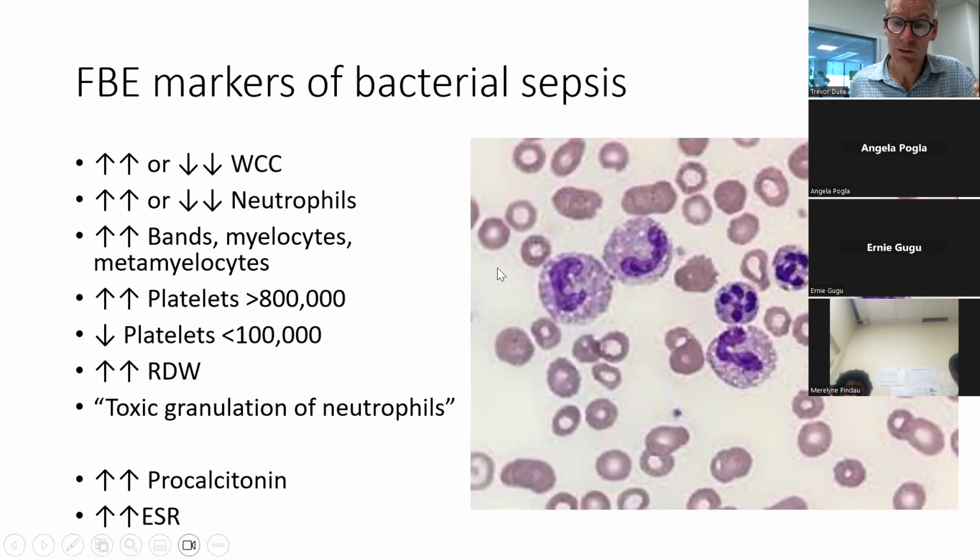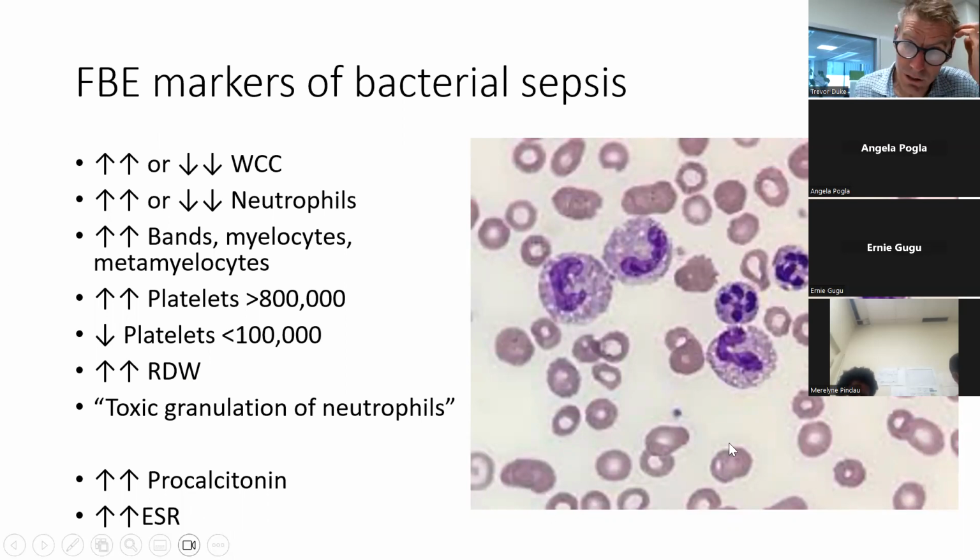Or if the platelet count is extremely high, like 800,000, or if it's very low, that can be an indicator of a bacterial infection. And there's also this other measure called the red cell distribution width. If that's very high, then it suggests some inflammation like bacterial sepsis.